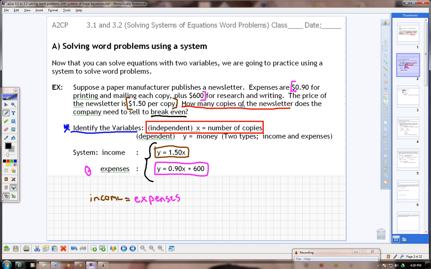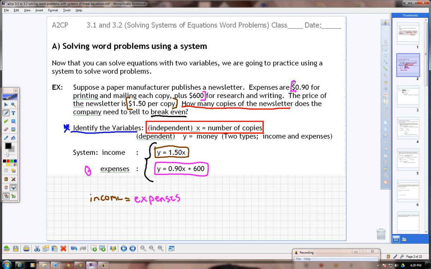So looking at a sample problem here, what do we know about this problem? Well, we know that it's asking us how many copies. So we're going to get a number of copies. In order to create a two-variable system, we need to let x equal the number of copies and y equal the money. This particular system could be solved with only one variable, but we're not concerned with that right now.